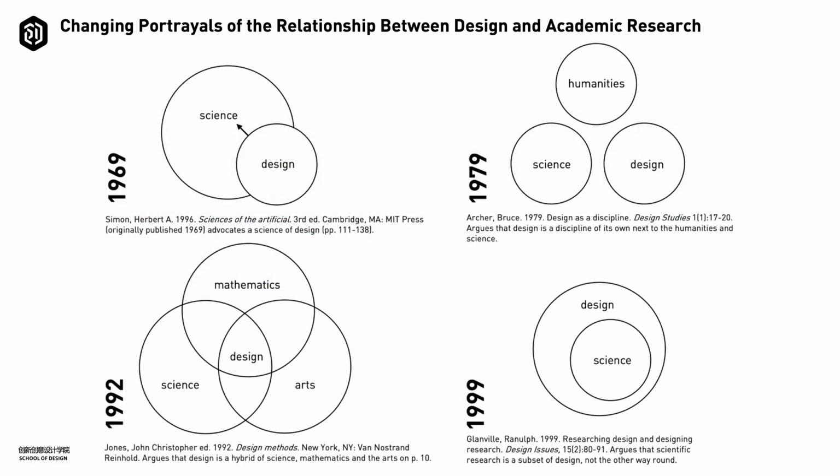The relationship between design and academia in general, and academic research in general, has changed over the years. And I've got 4 snapshots here where we've basically got Herbert Simon, Bruce Archer, John Chris Jones, and then Ranulph Glanville. In 1969, Herbert Simon still argued strongly for design to become properly academic. Like all the other departments on the university campus, design seems to be deficient. They are not doing actual proper science.